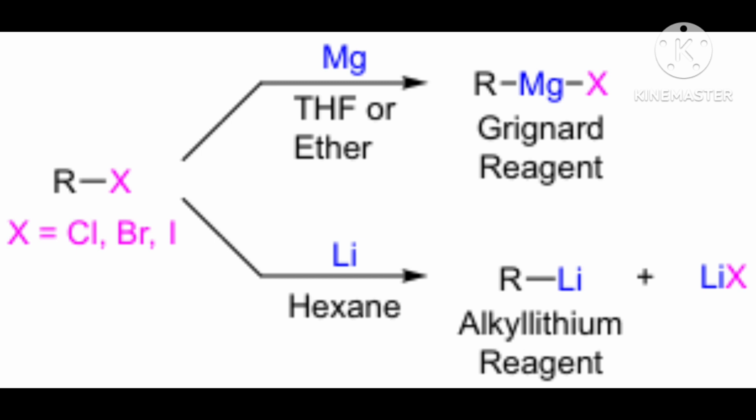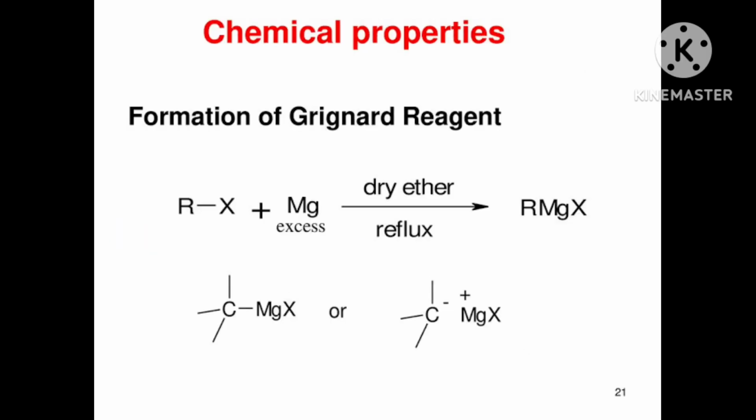Then how will it give hydrocarbon? You can understand. Here the R and Mg bond of the Grignard, in presence of H2O, will break. The R and Mg bond, alkyl and Mg bond. Then R will become negative and Mg will become positive. Now two charges are created: R is negative, Mg is positive.